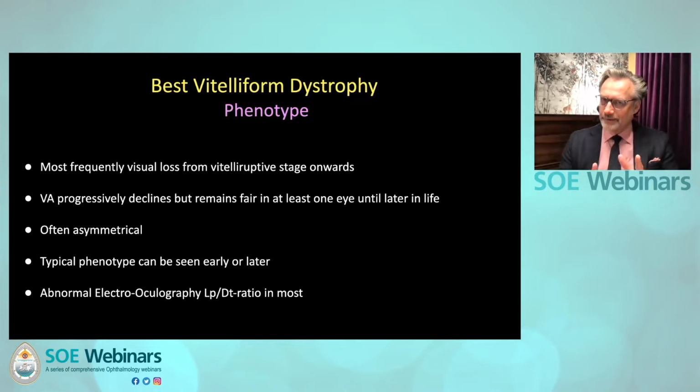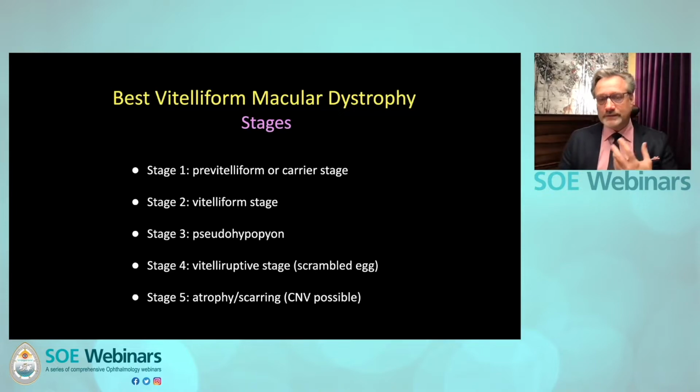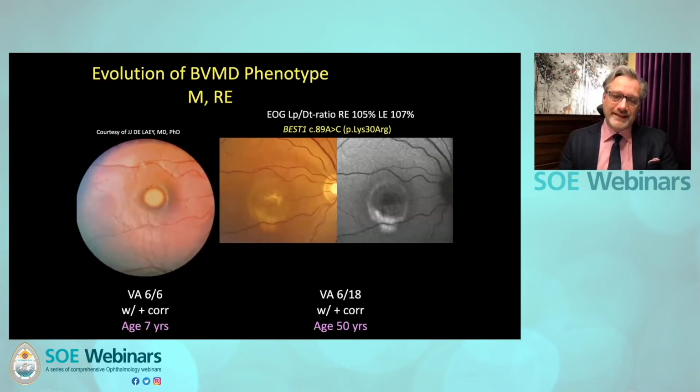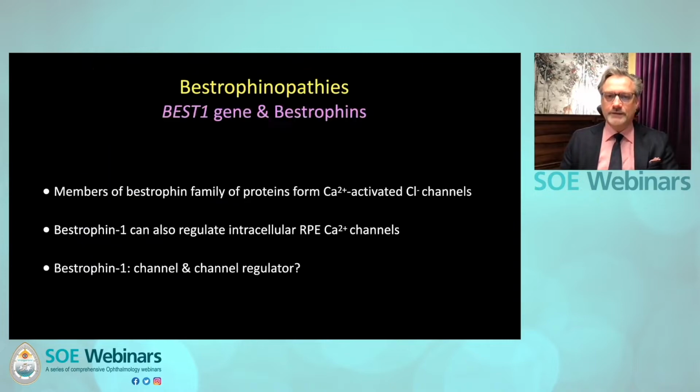But all people in the old days, now we think the large majority of the people, have an abnormality on the EOG, electrooculogram. So there are people who classify Best vitelliform macular dystrophy in stages. We're not going to do that in this talk, but here you go. You see on the left an early stage at age 7, photos taken in the old days by my predecessor, Professor Delay, shows you a beautiful egg yolk-like lesion. And over time at age 50, that is 43 years later, you can see that it does change over time towards a vitelliruptive phase, as you can see.